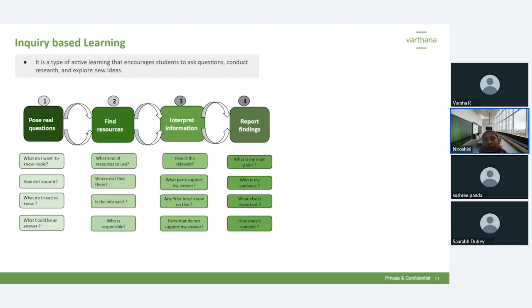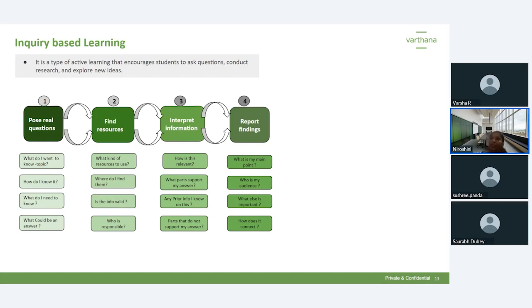Why these questions are posed for the children is that it can be an option that the child already knows this topic or has some knowledge about it. So by asking questions, the child actually triggers his earlier knowledge about the topic. So when the topic is given to them, they have some knowledge. If not, that's absolutely okay. They can find resources and start asking questions to understand it better, which is the second stage: what kind of resources they need to use and where they find them. Is this information valid, and who is responsible for it?